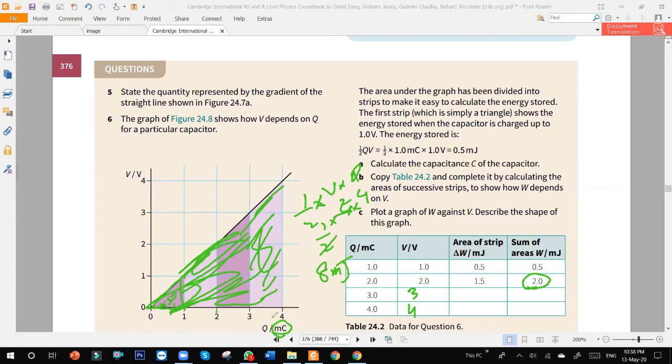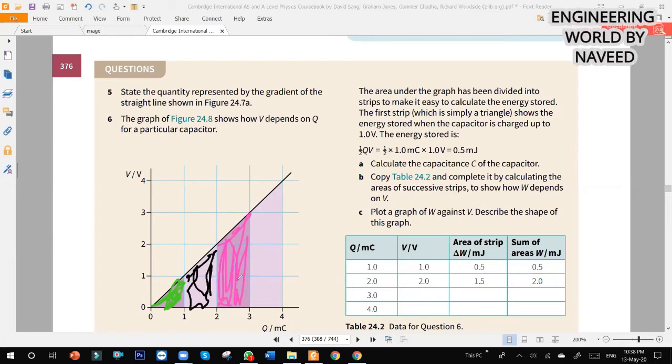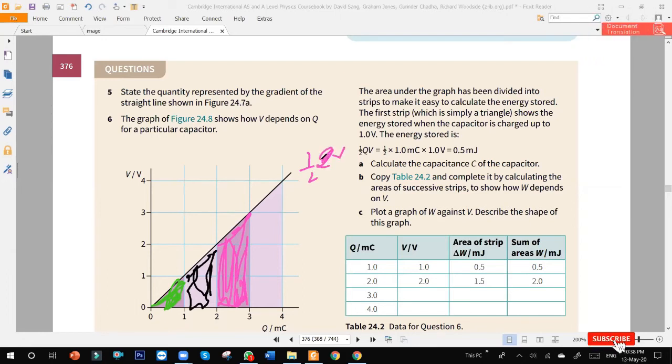I directly found it by using this formula. But the question is, you also need to verify it by taking each strip. Find this area, then find this area, then find the another one, this one. Then add up all these areas and check whether that equals this area or not. So this is actually the question. So this is 0.5.